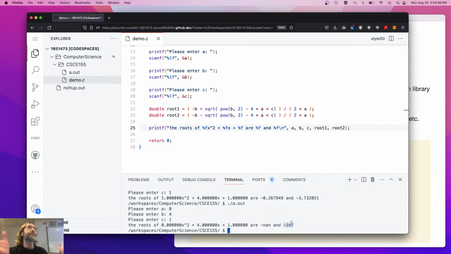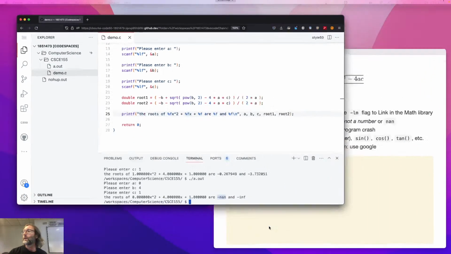Anything can happen. It's a crapshoot, right? You're gambling. It's undefined behavior. Whatever the compiler did, whatever the standards say, right? Anything goes. In this case, I got a negative inf because I was dividing by 0. Why didn't I get a negative inf on the other one? I have no idea. Again, anything can happen.